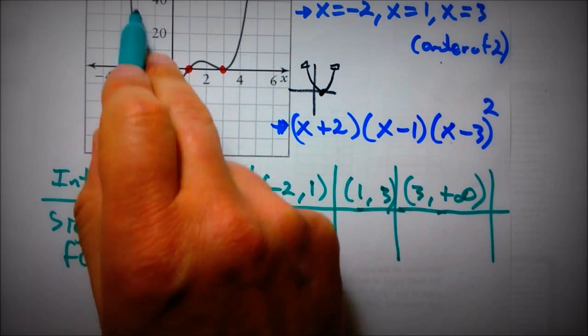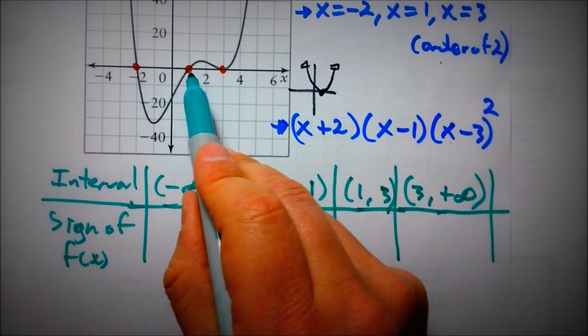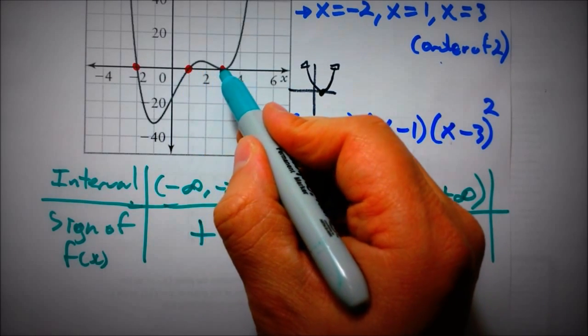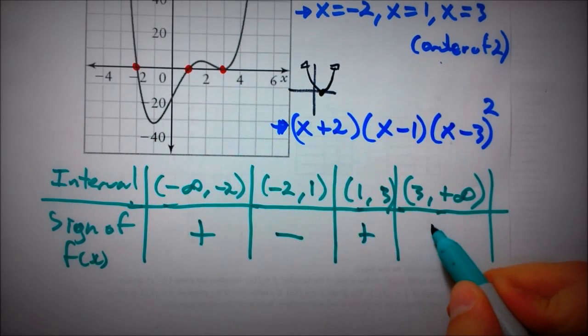So from -infinity to -2, we know that it is positive, so f of x has a positive sign. From -2 to 1, it's negative. From 1 to 3, it's positive, and then from 3 to infinity is positive again.